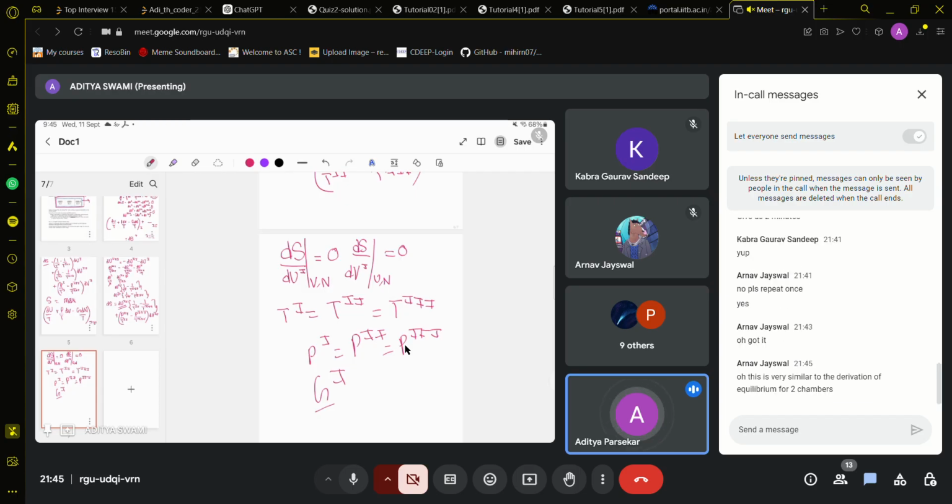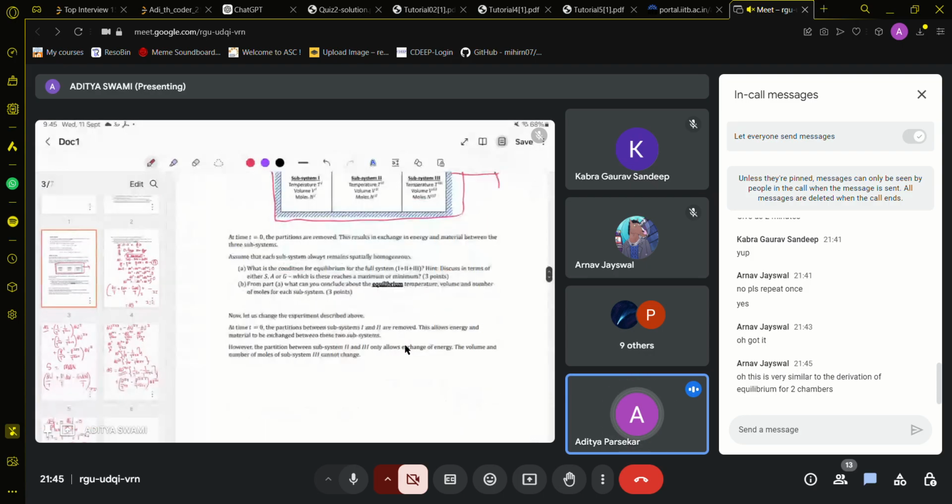Now let's go back to the top, and this is a minor variation. The minor variation is the C part.